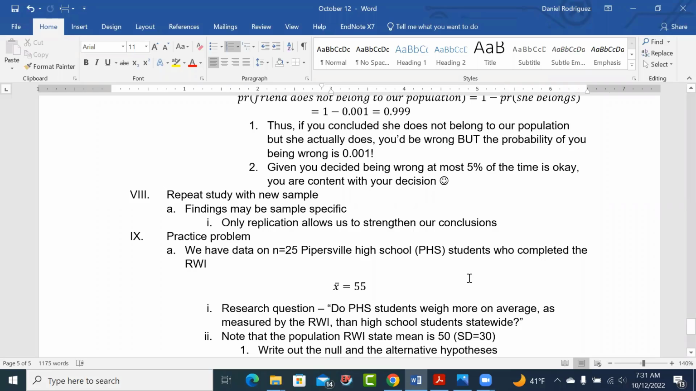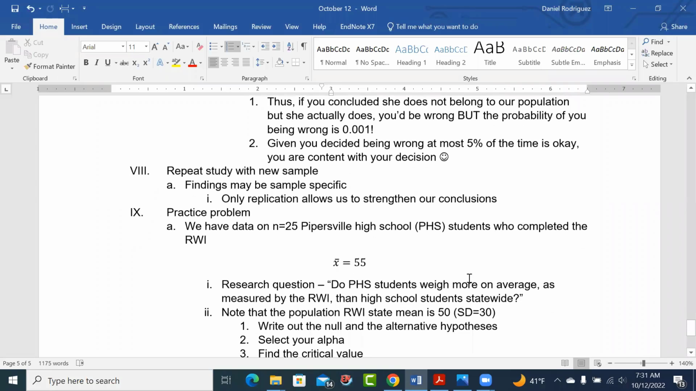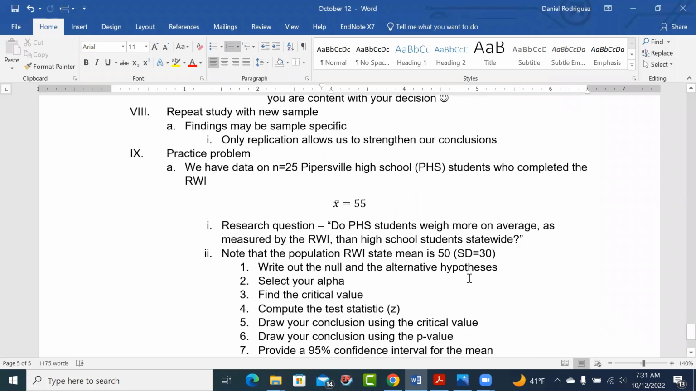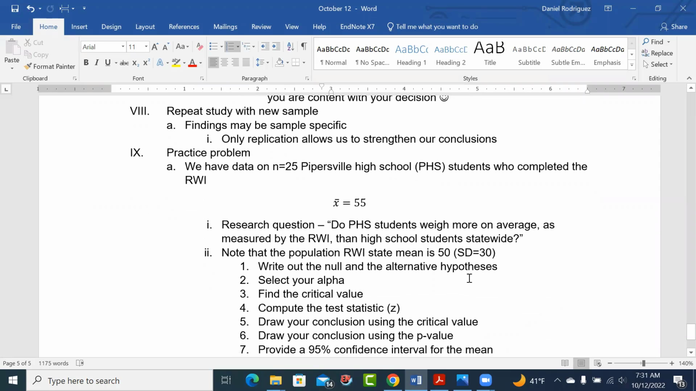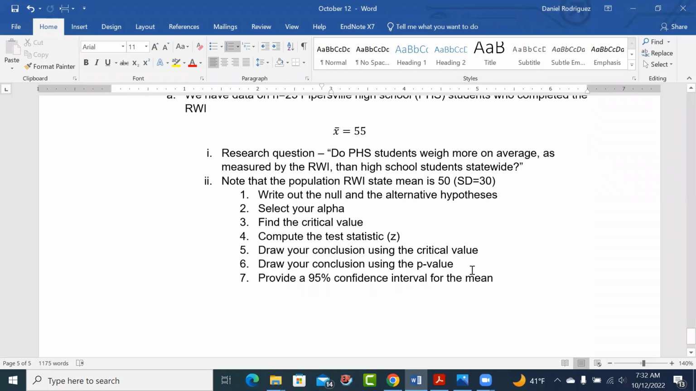All right, now let's do a practice problem. So we have data on 25 Pipersville High School students who completed the RWI. Their mean was 55. Our research question is, do these students from Pipersville High School weigh more on average, as measured by the RWI, than high school students statewide? Our population mean is 50 and our standard deviation is 30. So let's go through all the steps.